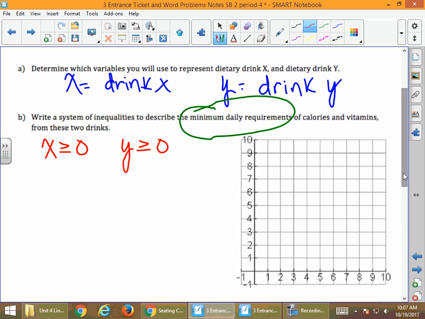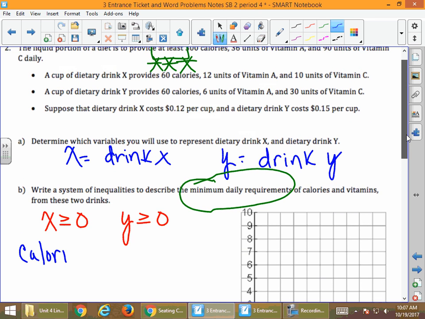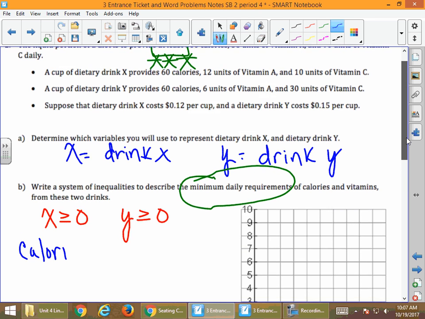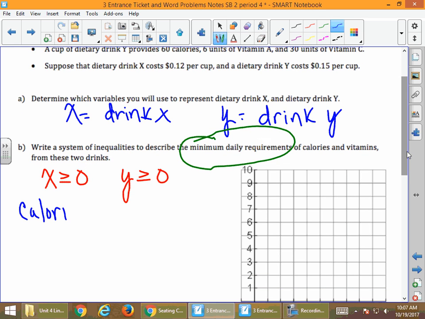But in this particular problem too, there's actually 3 things that are happening in the problem. And the first one, the first inequality that we're going to write, if I can spell calories correctly, C-A-L-O-R-I-E-S, I was on the right direction. We're going to have an inequality that has calories in it.